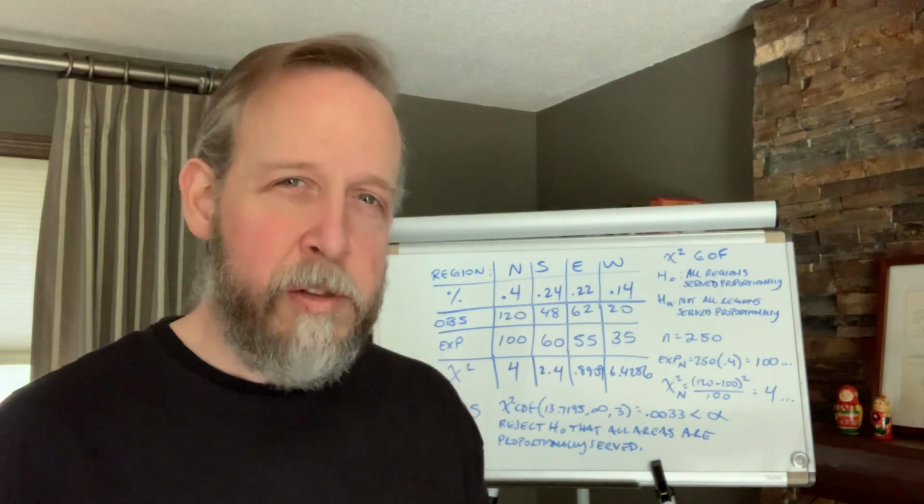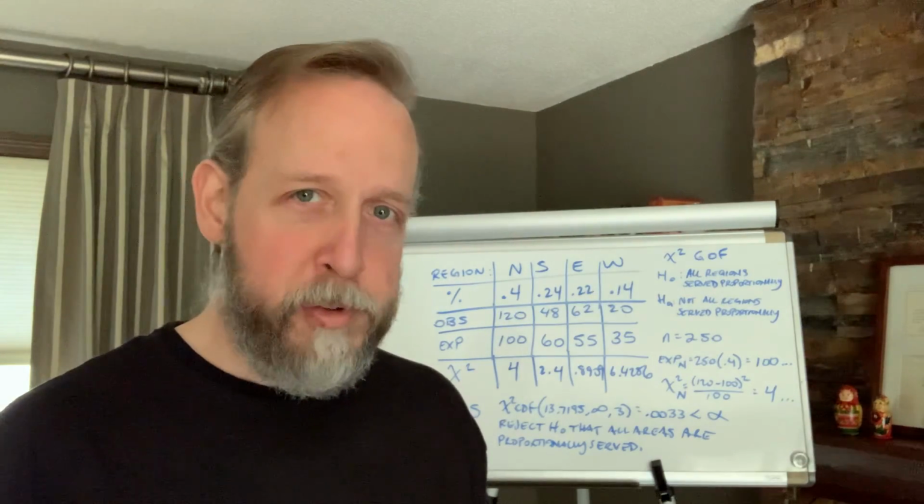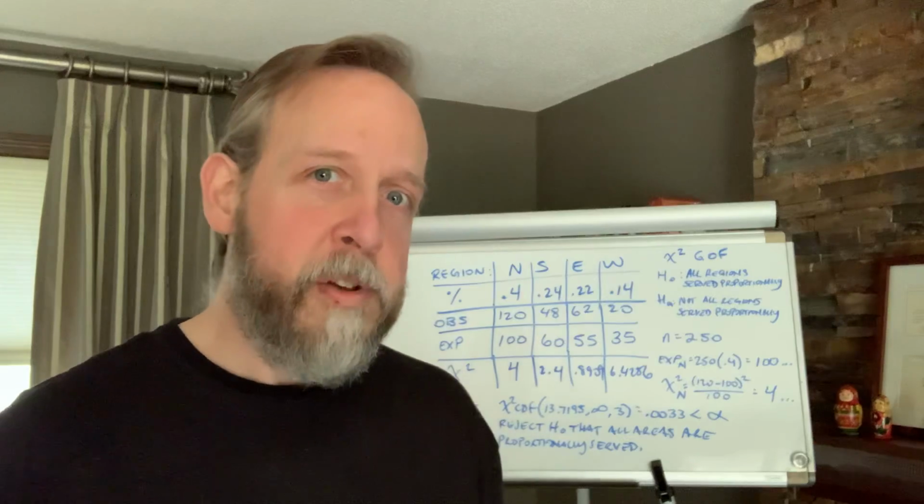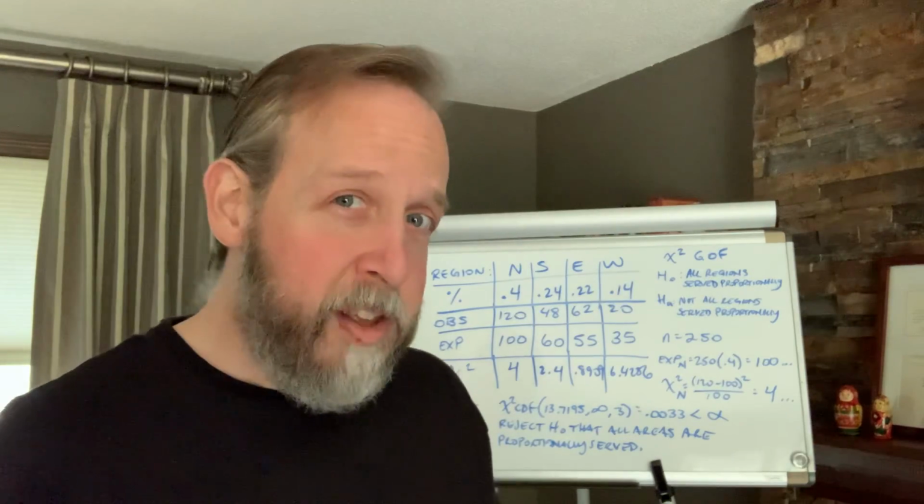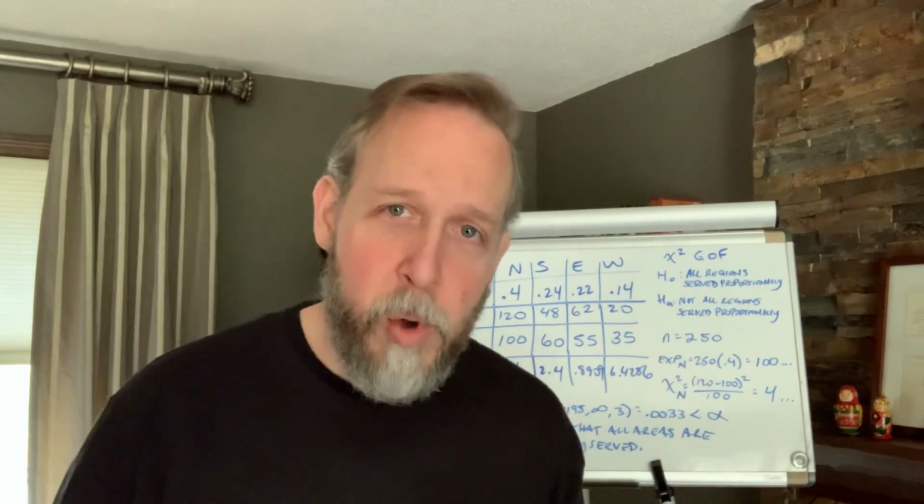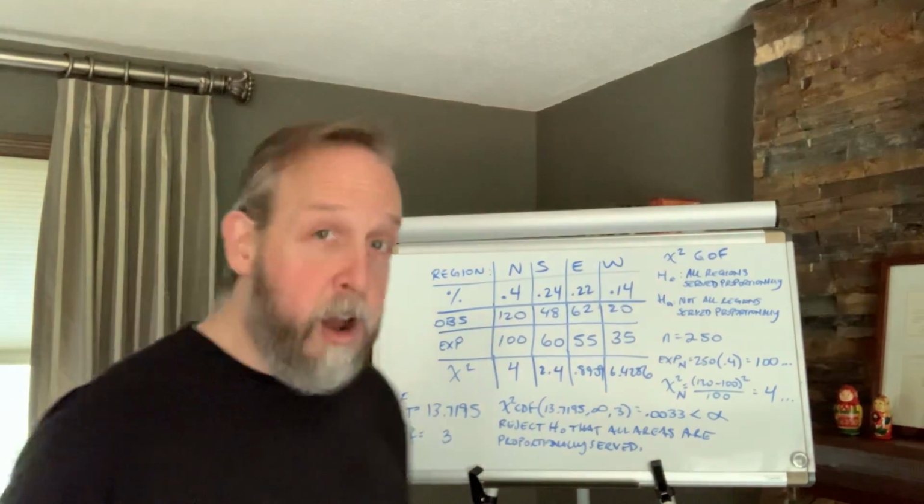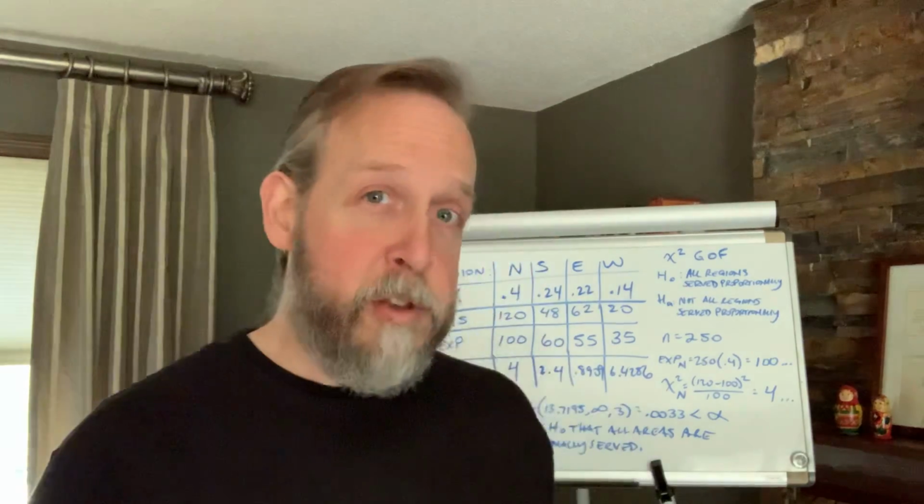It's not enough to simply say, reject the null, areas aren't being served proportionally. You have to actually give the inference, otherwise there's kind of no point in the analysis in the first place. Understood? Okay, great.